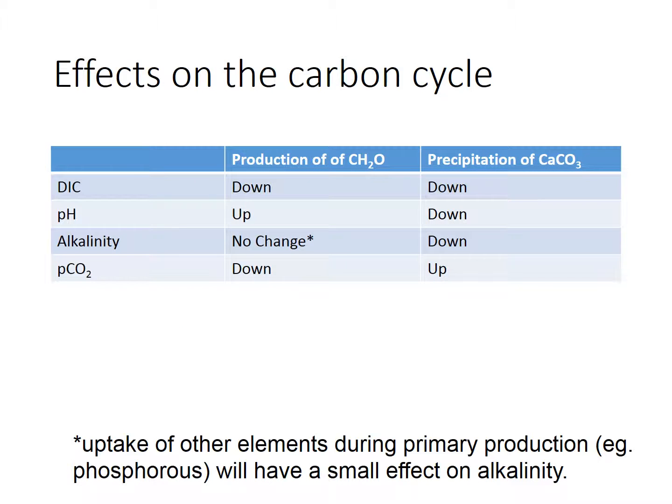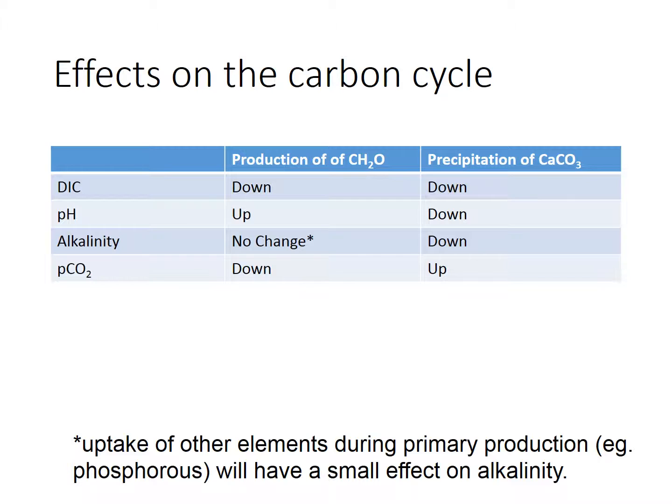Okay, so this is kind of a summary of those changes. On the left-hand side, this is production of organic matter, which is kind of the opposite of the respiration we've just mentioned. If we produce organic matter, then we're removing dissolved inorganic carbon, the pH will go up, alkalinity won't change, and we're reducing the atmospheric CO2 because we're drawing down organic carbon.